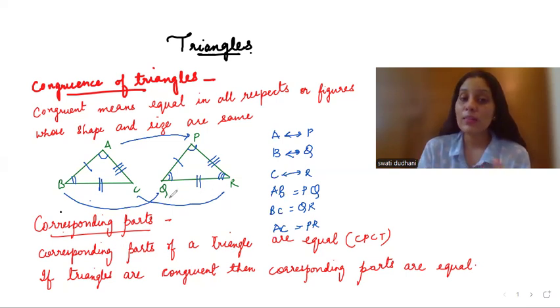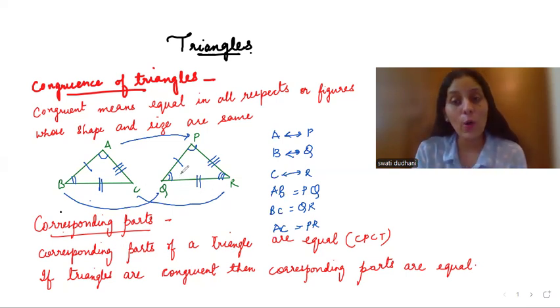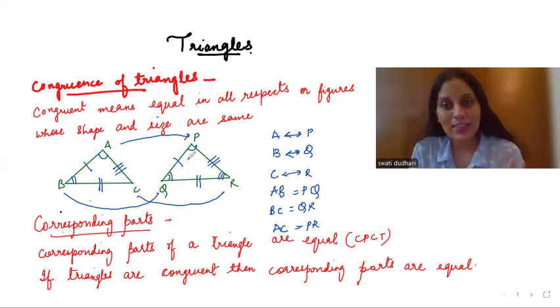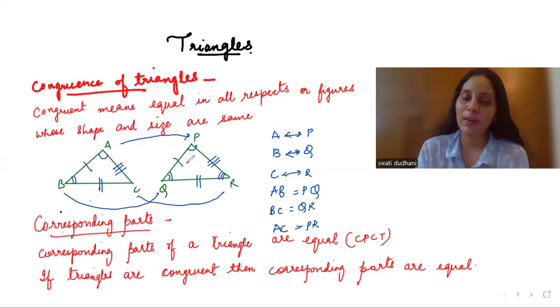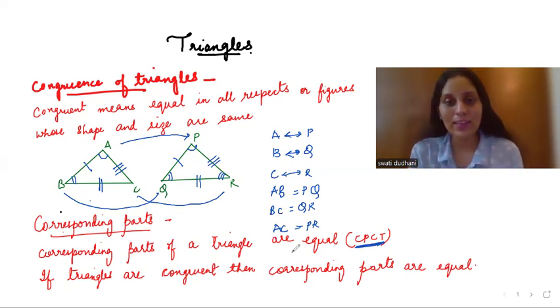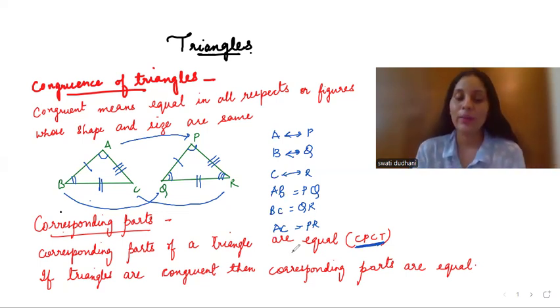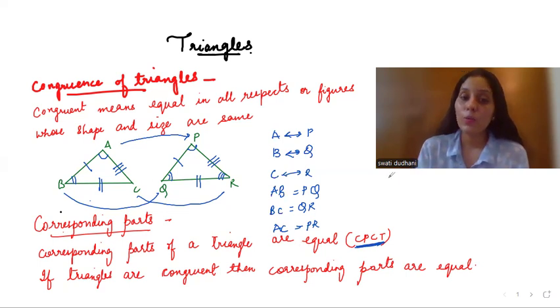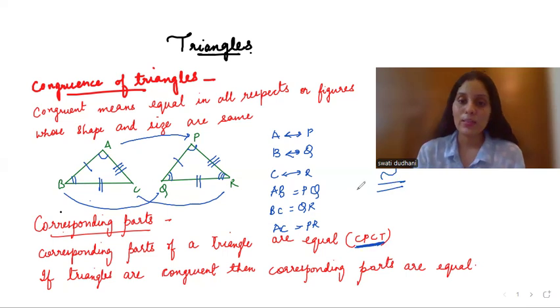Once the two triangles are congruent, all the corresponding parts are equal. Parts, as in you have three sides and three angles. All of them are equal and we say CPCT. If the triangles are congruent, then the corresponding parts are equal. I've already mentioned. Also, this is the symbol for congruence. So, I can here write triangle ABC is congruent to triangle PQR.